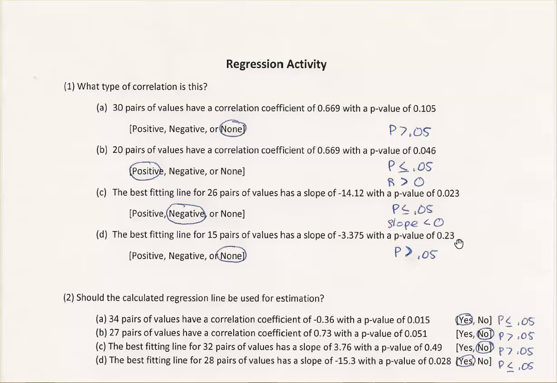So here, once again, just go straight to that p-value. It's 0.23, that's greater than 0.05, so that's a none. It doesn't even matter what the slope is.